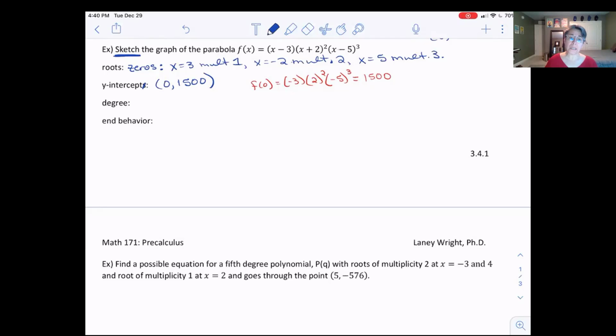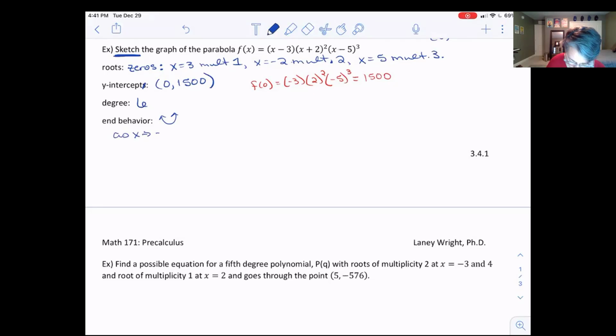The degree, notice there's the multiplicities. We can add all of those up. We have a multiplicity of 1. The second x shows up twice, so that gives us 3 x's. The last zero shows up 3 times, so 3 more. So this gives us a degree of 6, so we know that it is even. And then the end behavior, notice the leading coefficient is just a positive 1, and it's an even polynomial. So that means it's going to do this.